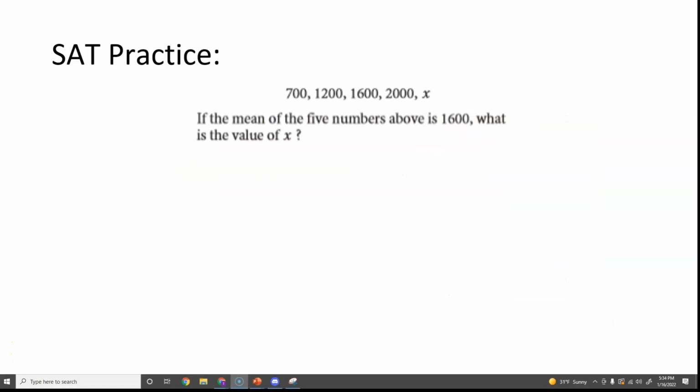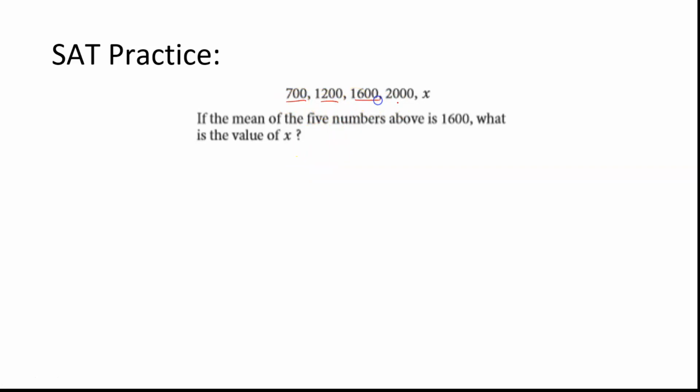Okay, in our other SAT practice, we have these 4 data points and an X, a variable, and it asks if the mean of these 5 numbers is 1600, what is the value of X? So what we're looking for is, what does X need to be to make our average 1600? Let's take a second to think about what that looks like. Well, I know that with X there are 5 numbers, so all of these numbers are going to be divided by 5, and I know that they're going to be equal to 1600.